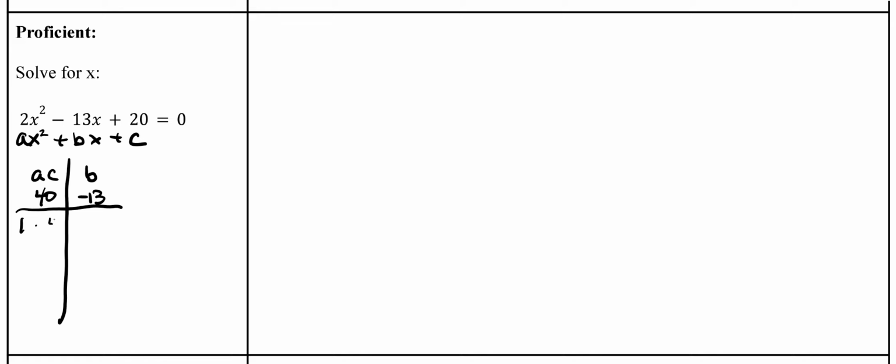1 times 40, and 2 times 20, and 3 won't go into 40, so I'll go to 4 times 10, and 5 will go into 40 5 times 8. And then the only numbers between 5 and 8 are 6 and 7. Neither of them would go into 40, so that's it. Those are all of the factor pairs.